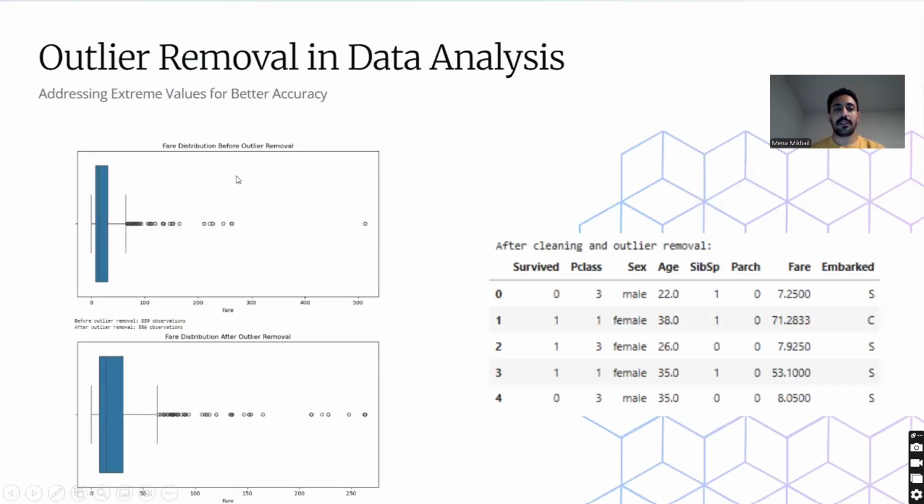Outliers can sometimes skew our analysis, so I checked the fare distribution for extreme values. I decided to remove passengers with a fare greater than 300 as they seemed like outliers. This is how it looks before, this is after. The fare distribution showed some extreme values. After outlier removal, the data became cleaner with fewer extreme values, making it easier to interpret the results.